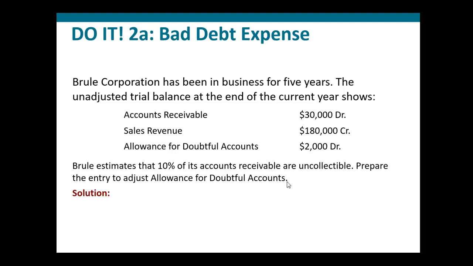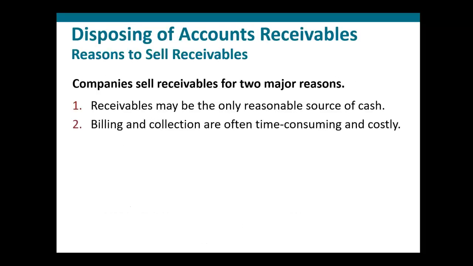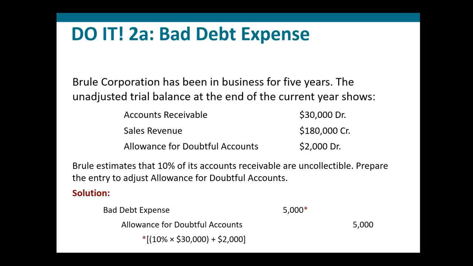So 10% of receivables is $3,000. So we want a $3,000 credit balance in the allowance for doubtful accounts. So to overcome this $2,000 debit balance and get to $3,000 credit, we'd have to debit bad debt expense for $5,000 and credit allowance for doubtful accounts for $5,000 to get there. That would end up with a $3,000 credit balance in allowance for doubtful accounts, which is 10% of accounts receivable.